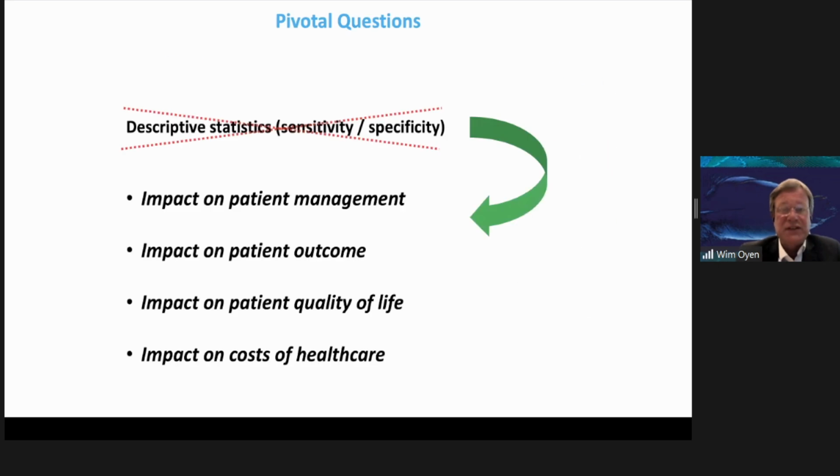The pivotal questions when using imaging in response assessment have very little to do with the descriptive statistics about sensitivity and specificity. When we monitor response, the imaging should have an impact on patient management, on patient outcome, quality of life, and obviously also preferably on limiting the costs of healthcare.